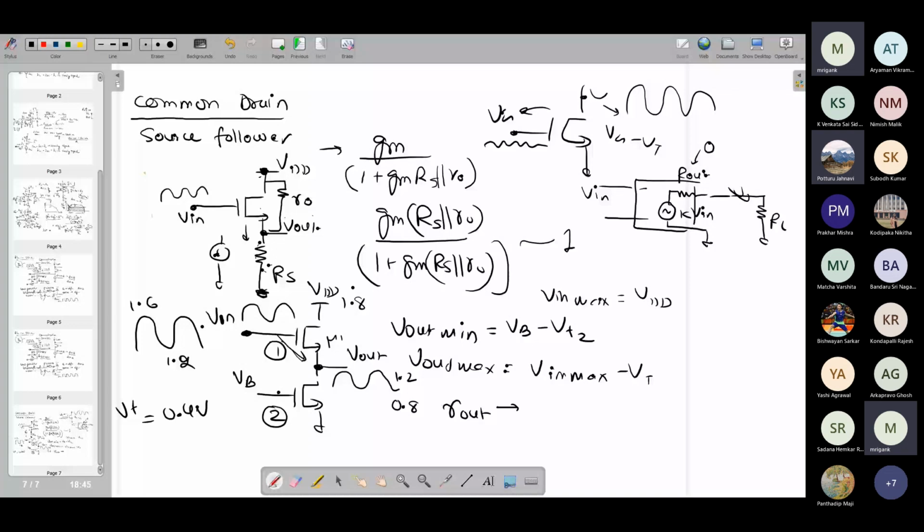So how is it low? So what is the output impedance in this case? So this is a circuit, right? Right now the circuit is this. So if you have to find out the output impedance, what will you do?